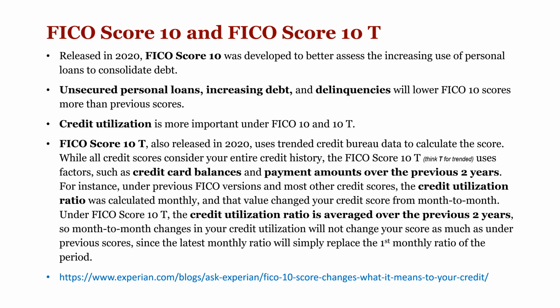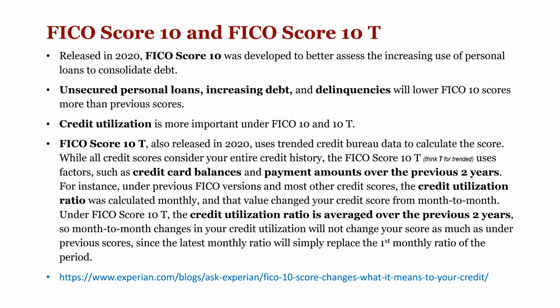Released in 2020, FICO Score 10 was developed to better assess the increasing use of personal loans to consolidate debt. Unsecured personal loans, increasing debt, and delinquencies will lower FICO 10 scores more than previous scores. Credit utilization is also a more important factor under FICO 10 and 10T. FICO Score 10T, also released in 2020, uses trended credit bureau data to calculate the score. While all credit scores consider your entire credit history, the FICO Score 10T uses factors such as credit card balances and payment amounts over the previous 2 years.